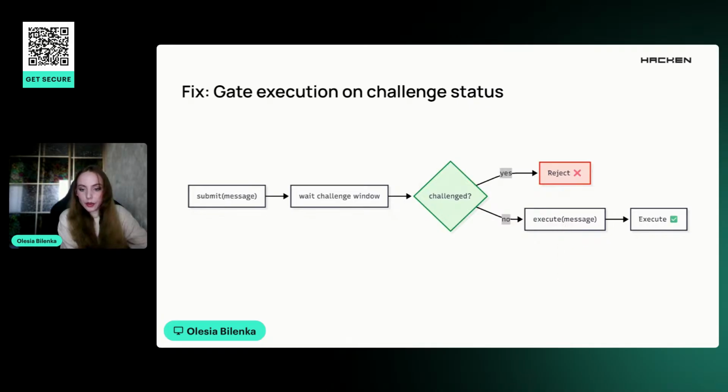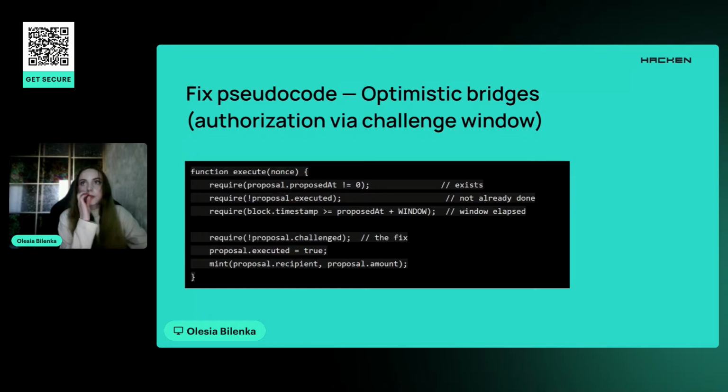So now if we go to the fixed code, we see that there is an added check here for this challenged field. So now, in case the proposal was challenged, it cannot be executed. Otherwise, it works.